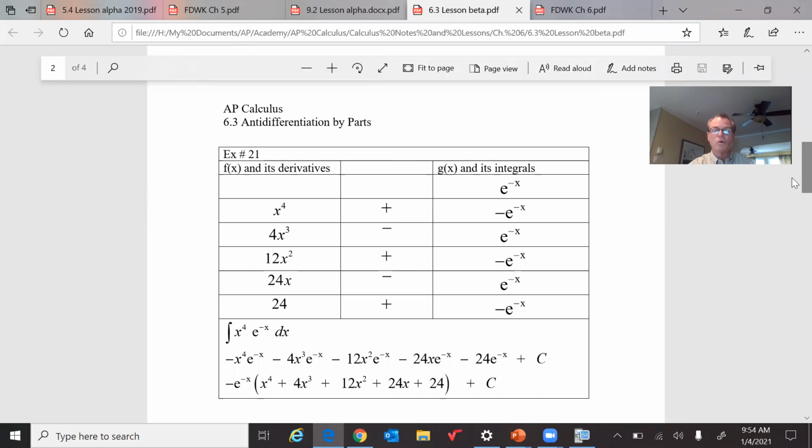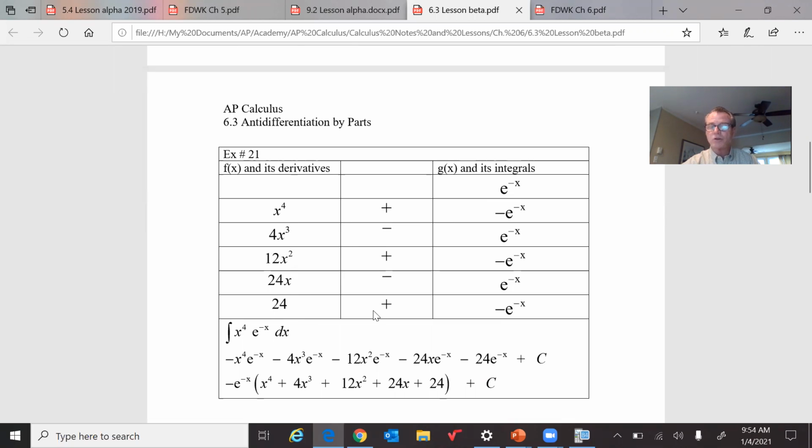Now, ready? This problem's a little more involved. Why? Well, because you got e to the negative x. So you got the d mu there, which is a -1. So these would be all your integrals. You had x to the 4th, it's kind of a messy problem, but that would eventually differentiate to 0. The number under the 24 would be a 0. Here's your signs alternating.